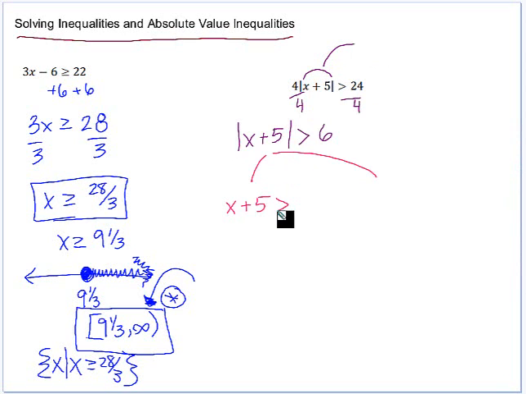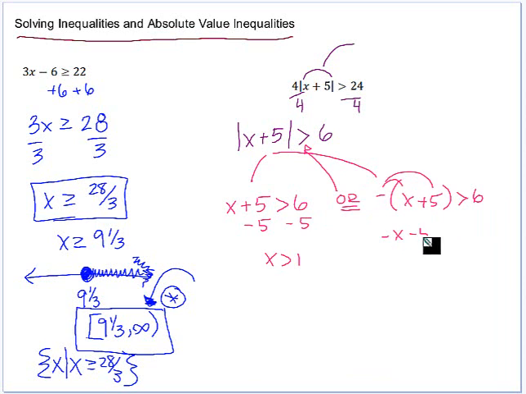So x plus 5 is greater than 6, or, and we're using or because it was greater than, negative x plus 5 is greater than 6. So for this first one, we would just subtract 5, so we get x is greater than 1. Second one, we'll distribute our negative through, so negative x minus 5 is greater than 6. Add the 5, so negative x is greater than 11. Divide by negative 1, so x is less than negative 11. Recall you must flip that sign.